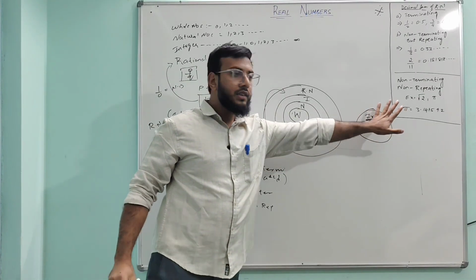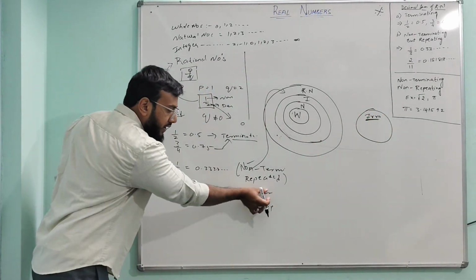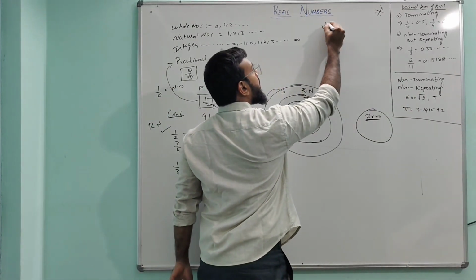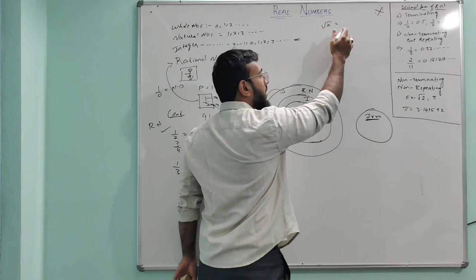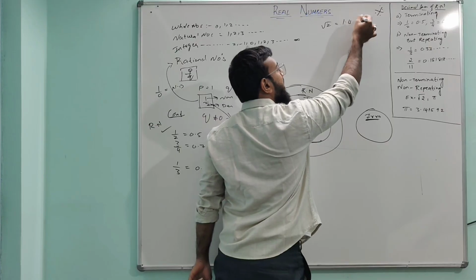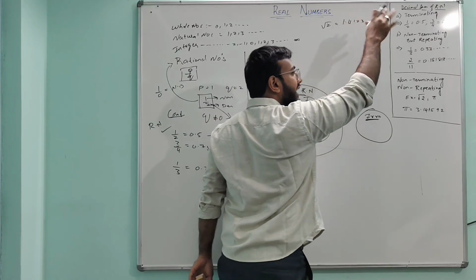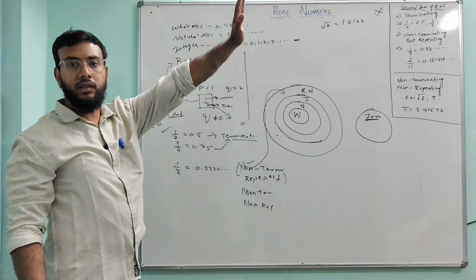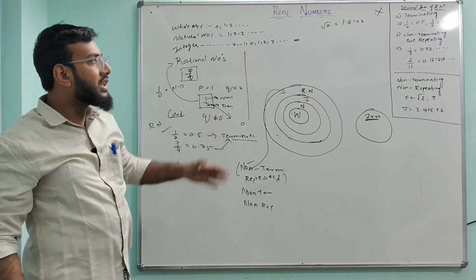अलग ही है भाई बंदा, ये इरेशनल नंबर्स क्या है? Non-repeating, non-terminating. Example ले लो, √2. इसकी वैल्यू लगभग 1.4 कुछ आएगा. Different kind of numbers you will be getting after the decimal point. So that number is called an irrational number.